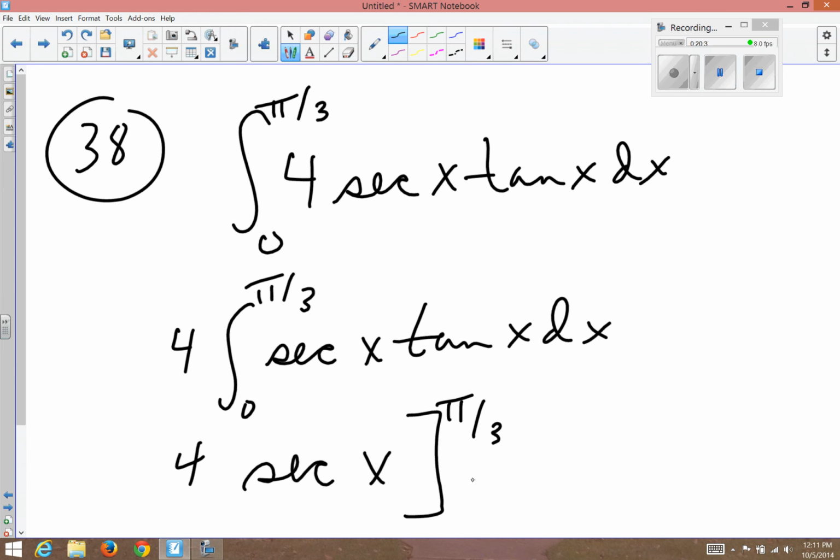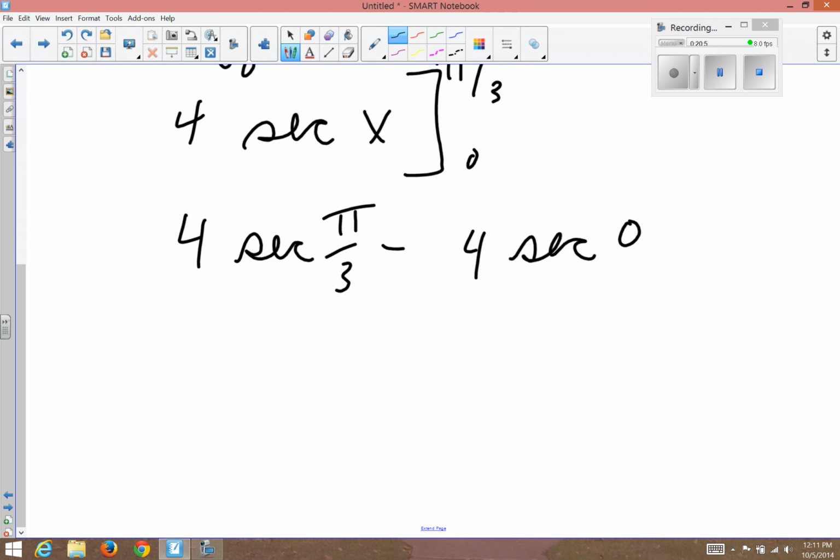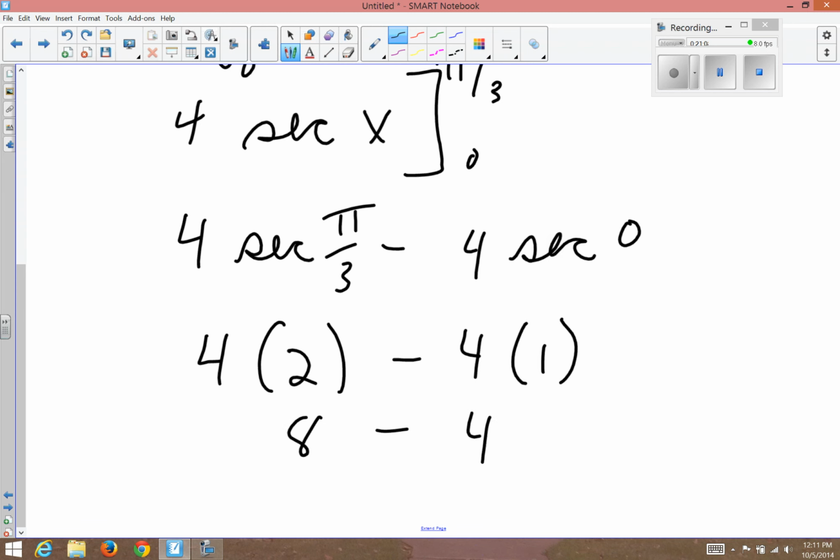Pi over 3 is up here, 0 is down here. So 4 secant of the number up here minus 4 secant of the number down there. Pi over 3 is 60 degrees. The cosine of 60 degrees is 1/2. The secant of 60 degrees is 2. And the secant of 0 is 1. So the answer is 4.